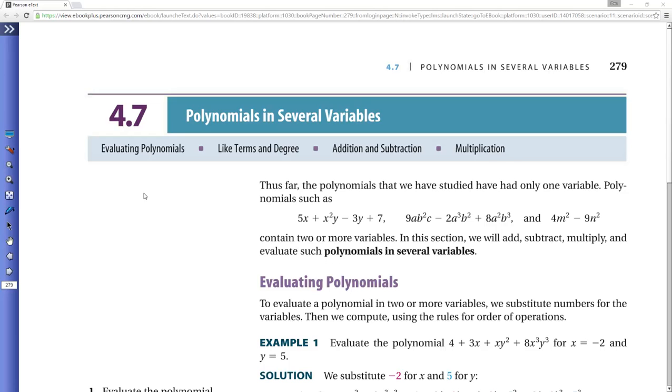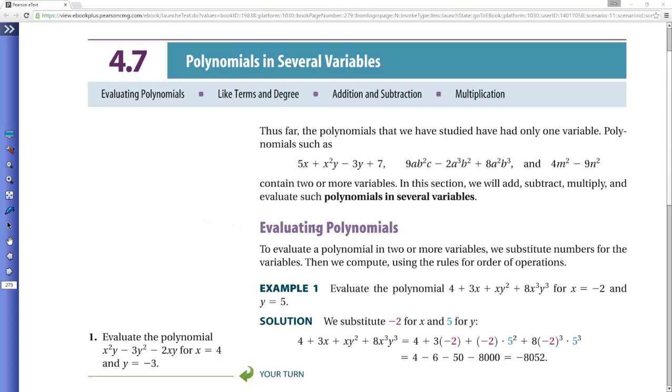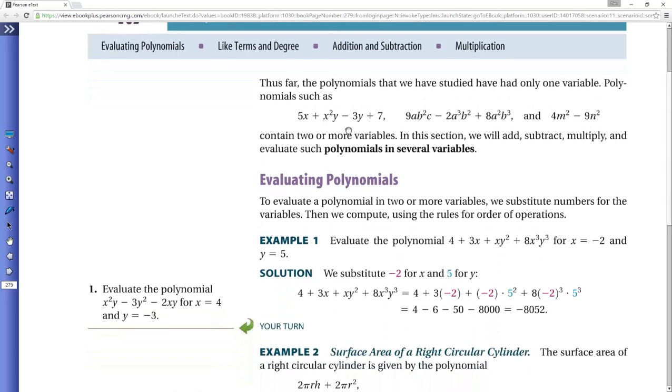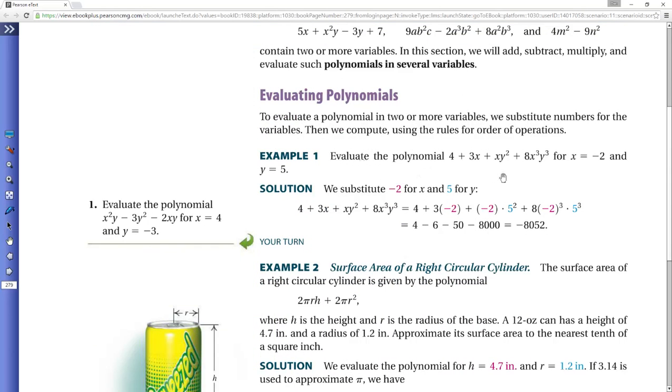So the first part they're going to talk about is the degree, or, well, first they start evaluating. If we put in actual numbers for the variables, how do we evaluate that? So that's the first part. They usually start each section where we have this new kind of polynomial they're talking about, right? So we have here polynomials, and we're going to evaluate them for certain values for the variables.